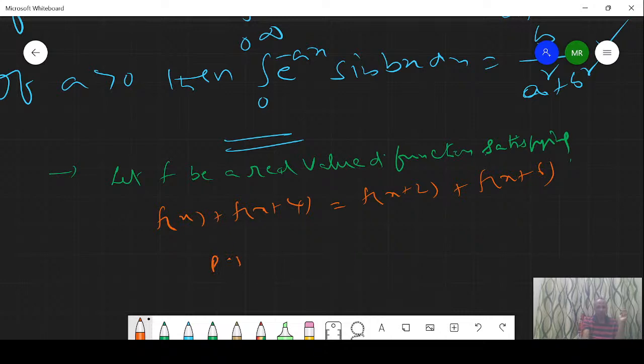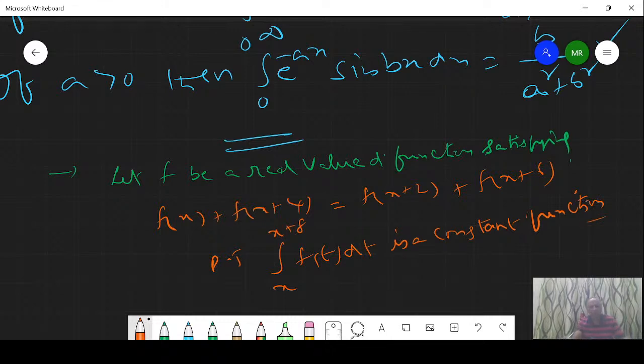Then they are asking us to prove that the integral from x to x plus 8 of f of t dt is a constant function. You should prove that it is a constant function.